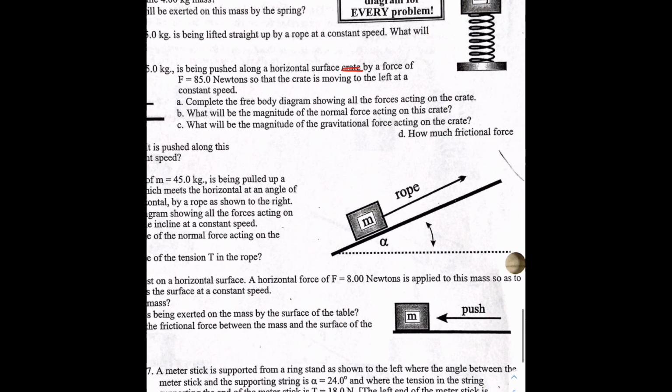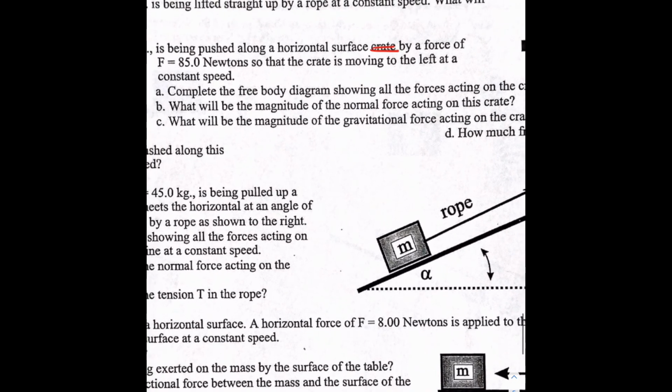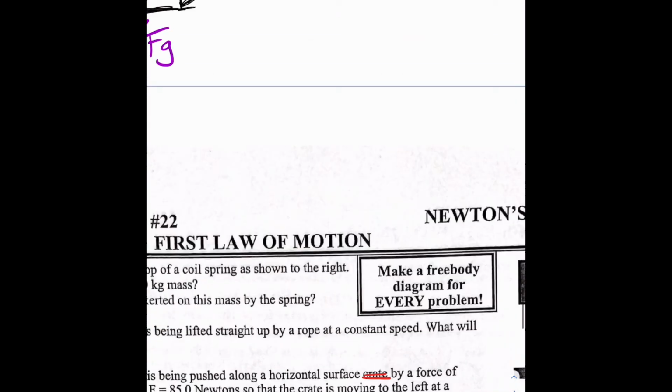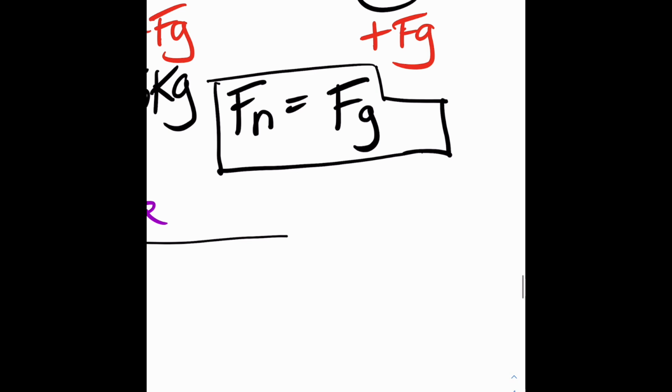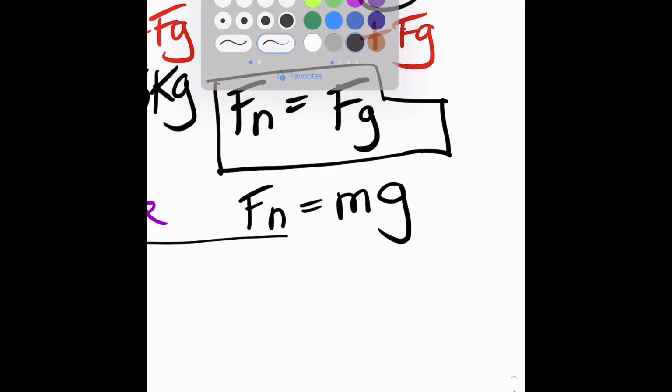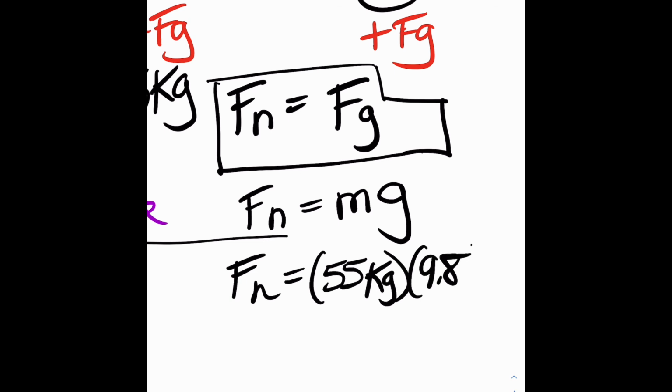Yeah, for part B, what is the magnitude of the normal force acting on this crate? Okay, so the normal force we're seeing right here is equal to Fg. And Fg is always, regardless of angle or whatever, mg. So we'll go ahead and plug in what we know. I think this is going to look familiar. It should look familiar to you. We just saw this in the last problem.